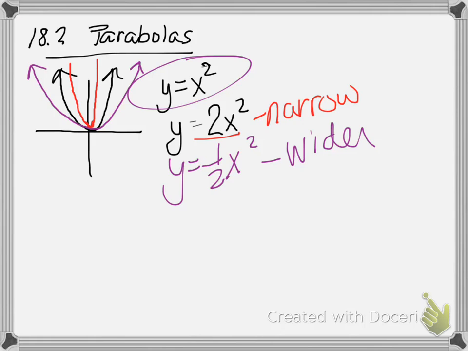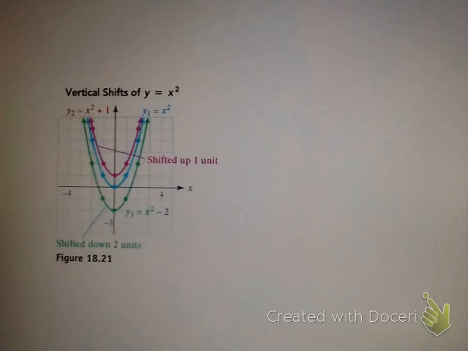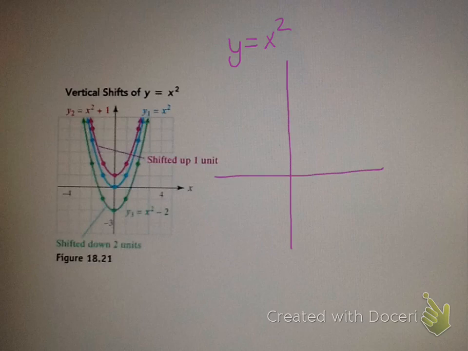Now we're going to talk about what makes a parabola move right and left and up and down. The shape's not going to change, but it's actually going to move in the coordinate system. So this is out of the textbook, the 18.21 visual there. It's a little bit confusing when you first look at it, so let me talk about it separately. So if I have y equals x squared, and I'm just going to freehand these, that's going to basically look like this. Okay, and that's what they're showing you.